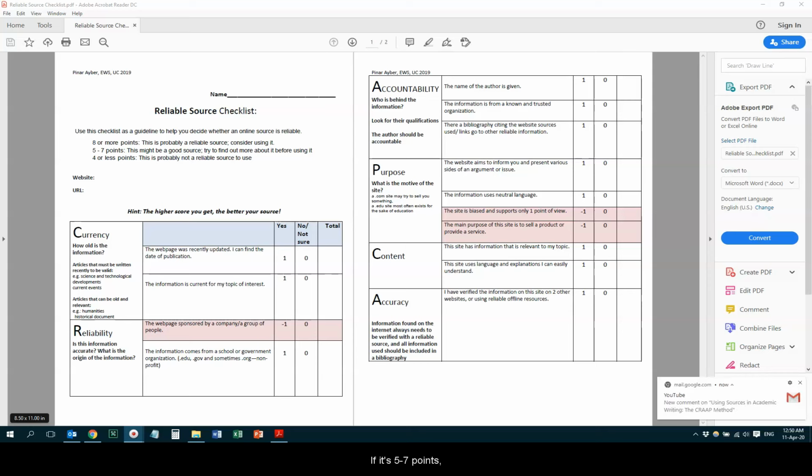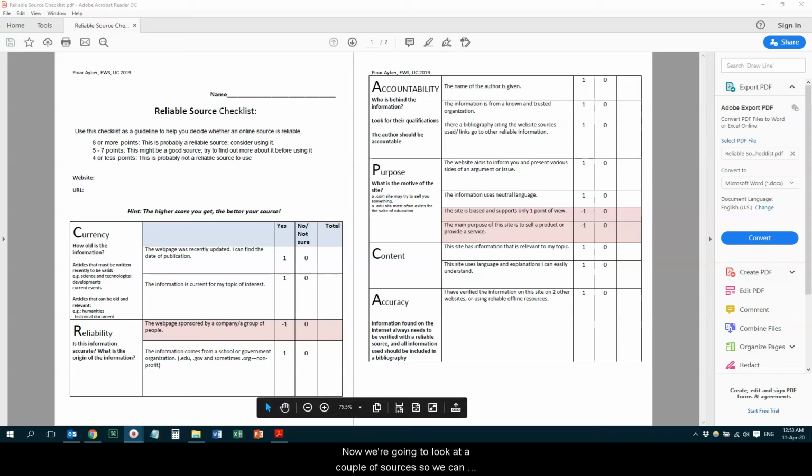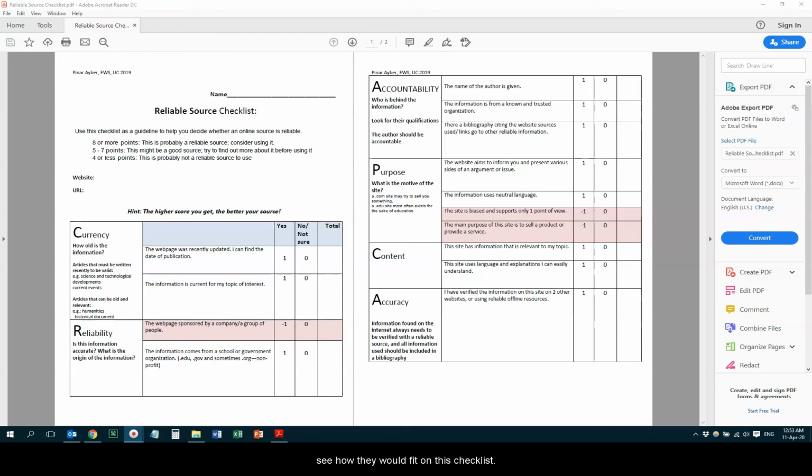If it's 5 to 7 points, it might be a good source, but you need to try it out before you use it. So you need to try to find more information, try to find the accuracy aspect. Is it there on 1 or 2 other sources or sites? If there are 4 or less points, it's probably not a reliable source to use, and you should probably think about getting another source. Now we're going to look at a couple of sources so we can see how they would fit on this checklist.